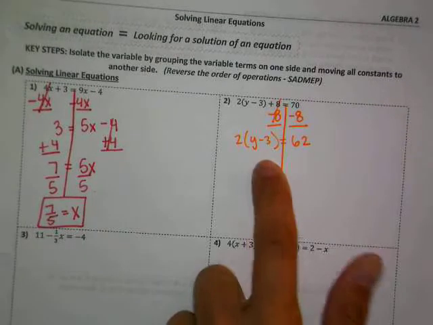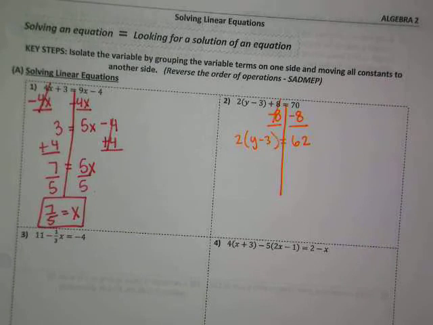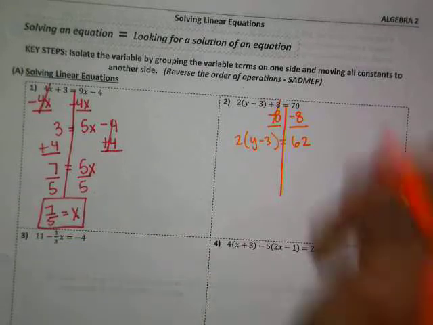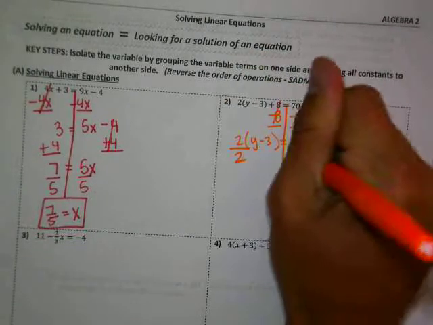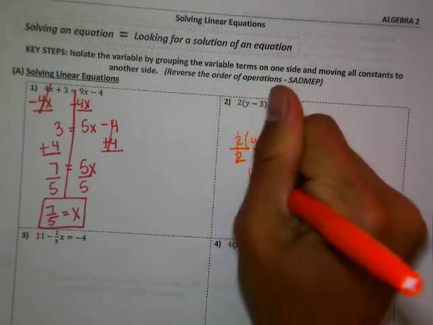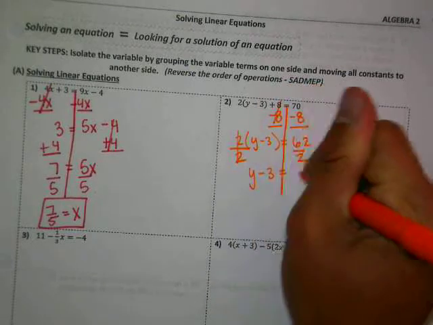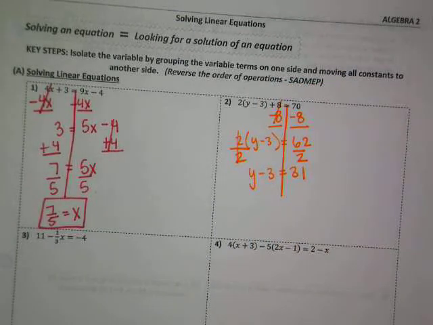All right, now the y minus 3, that's inside the parentheses. So that's the P, that's the last thing you're going to deal with. So we're still working with the numbers on the outside. Are we multiplying or dividing anything? Yes, the 2, right? So to get rid of that, we're going to divide by 2. So y minus 3 equals 31.